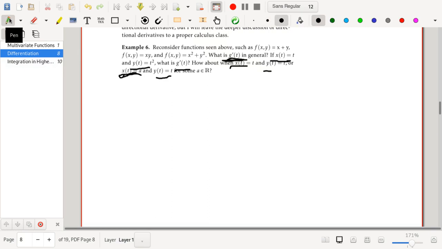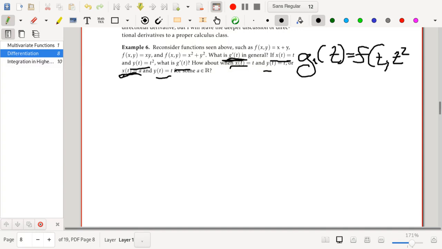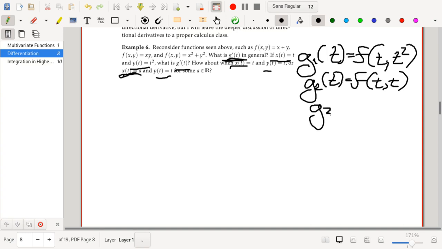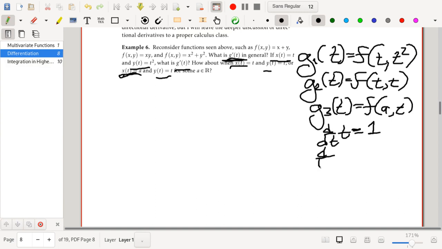All right, I'm going to first off compute some of these. We're going to say that g1 of t is going to be f of t, t squared. g2 of t is f of t, t. And g3 of t is f of a, t. All right. And the derivative of t is going to be 1. The derivative of t squared is going to be 2t. And the derivative of a is 0. All right, so we have those basics.